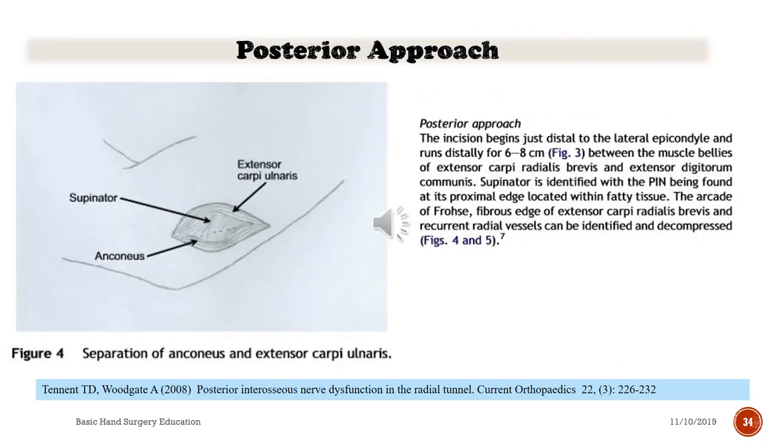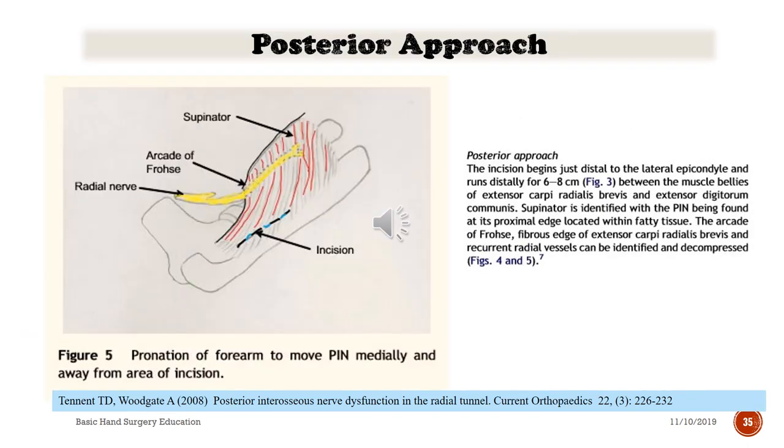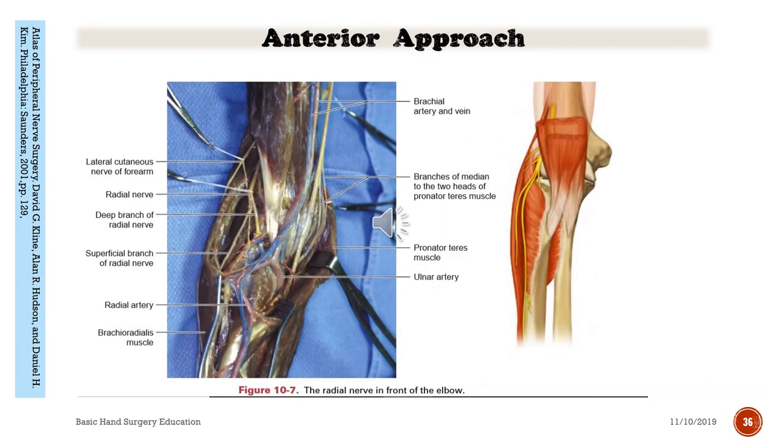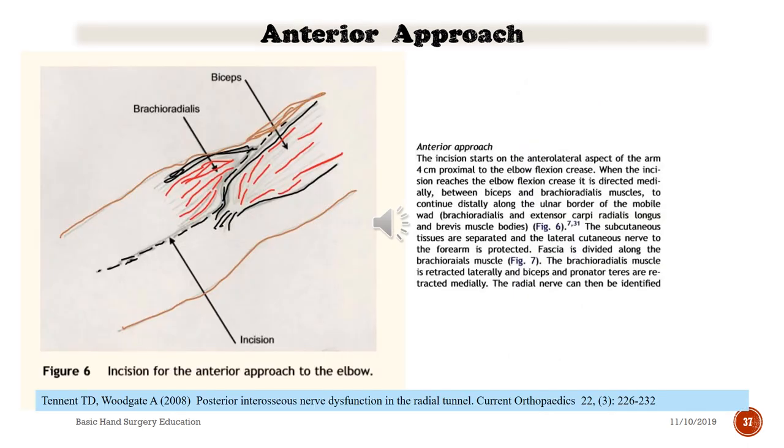Carefully detect the cleavage between the extensor carpi ulnaris and anconeus. Carefully detect the posterior interosseous nerve under the muscle belly of the supinator muscle. Look at the arcade of Frohse. This is the appearance of the posterior interosseous nerve in front of the elbow under the supinator muscle, the arcade of Frohse, and the leash of Henry.